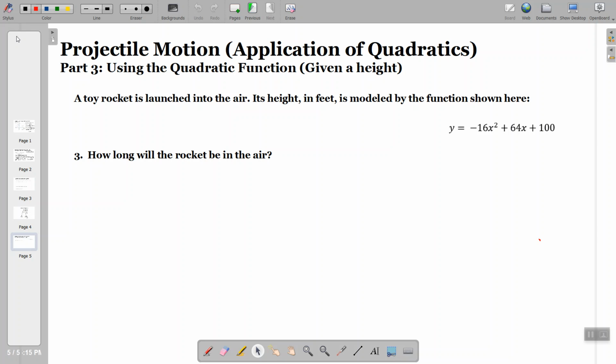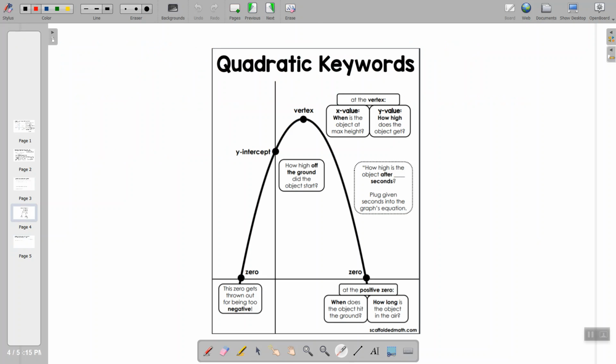All right, so the last one that we're going to look at is how long will the rocket be in the air? Just as a reminder, this is one of those critical points that we talked about in an earlier video. If we're talking how long is the object in the air or when does it hit the ground, then we're talking specifically about this positive 0 over here, okay? Because the rocket started at a certain height, it went up for a little while, and then it turned around and came back down. Gravity was pulling it down. There are two x-intercepts, okay, but one of them is going to be negative, so we're going to toss that out, and we're going to answer the question of how long is the object in the air or when did the object hit the ground by just giving the positive 0.